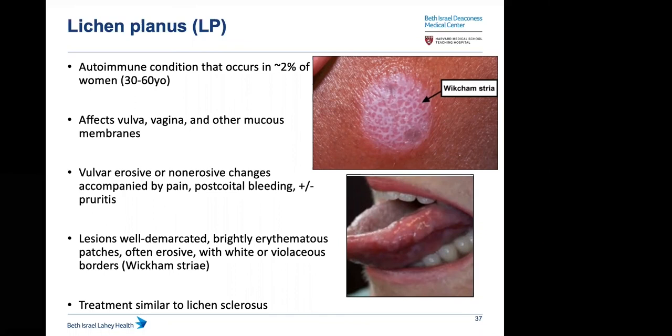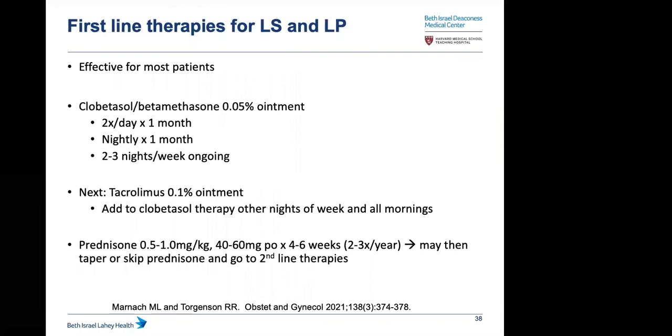Treatment is very similar to lichen sclerosis. So first-line therapy for lichen sclerosis and lichen planus are often very effective. And so the first-line treatment includes ultra potent topical steroids, including clobetasol or betamethasone. And in terms of treatment, in general, I recommend that patients use it nightly for 12 weeks, and then I see them back to see how they're responding.